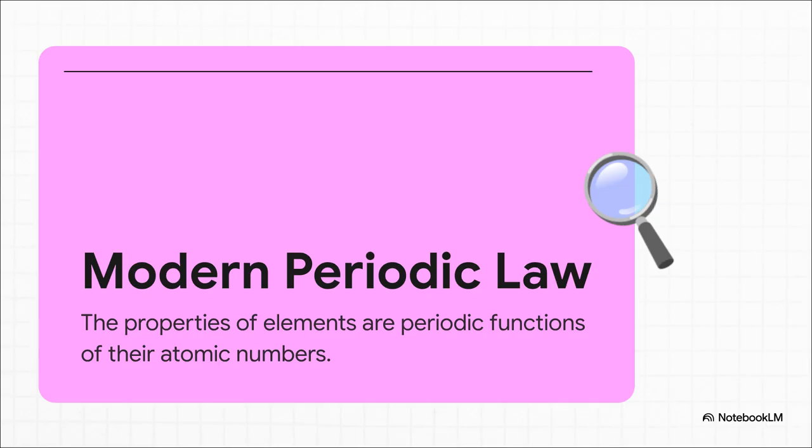As we add one proton and one electron at a time moving across the period, the forces at play shift in this smooth, logical way. And today, we're going to crack that code for period 3.